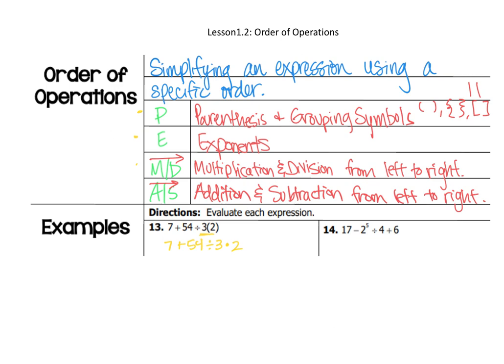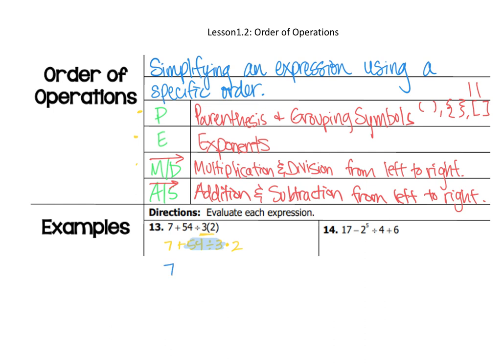Okay, I have multiplication and division in this problem. I cannot do any addition yet. And then I have 54 divided by 3 right here, and that is my first step I need to do. Multiplication does not get done first. It's not more special. It does need to be the division because it came first as we moved from left to right. So let's write down that.